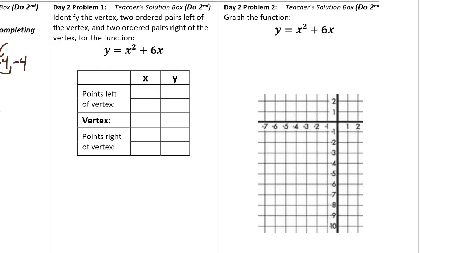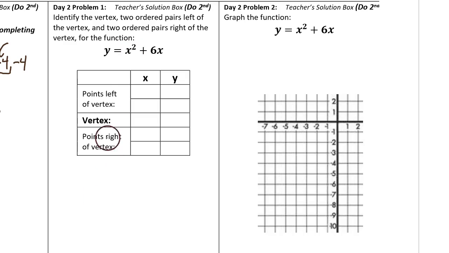Here are the answers for day 2, problem 1. Identify the vertex, 2 ordered pairs left of the vertex, and 2 ordered pairs to the right of the vertex for this function. This is a quadratic function where x is squared. This is going to make a parabola. So the parabola will have a center point called the vertex.